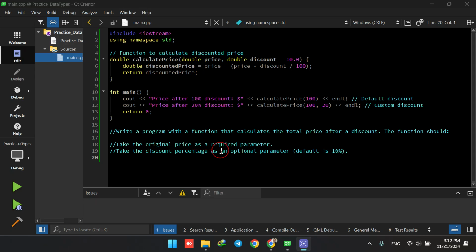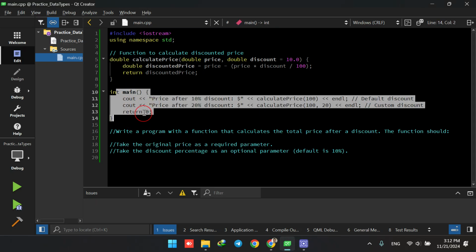What I understand from this statement is that we need to write a function that calculates the discount. However, the discount amount by default is 10%, and there are some optional parameters that we can give, like 20, 30%, that the function can calculate. So in this case, we need to have a function with a default value. Instead of having two functions, we can write only one function. So let's start from here.